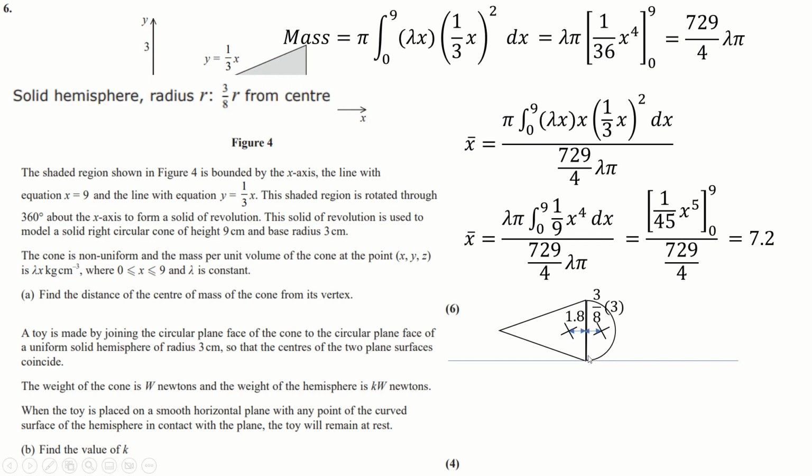then that means taking moments that 1.8 times this weight, which they've just given us as W now, is equal to 3/8 times 3 times this weight, which is just kW. And you can cancel the W's, you can times these along, and you get k as this, which will be our answer. You could have modelled that anywhere else, but I thought that was probably the easiest place to do it from.